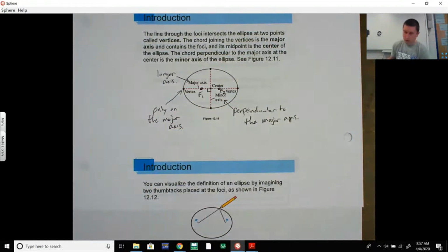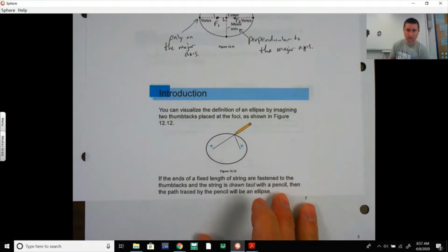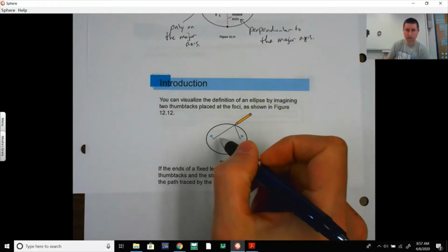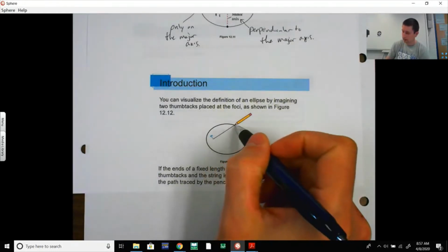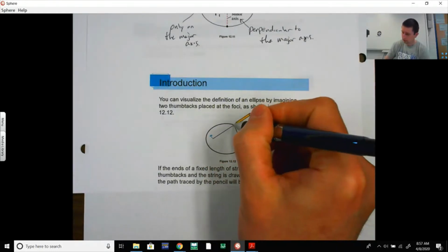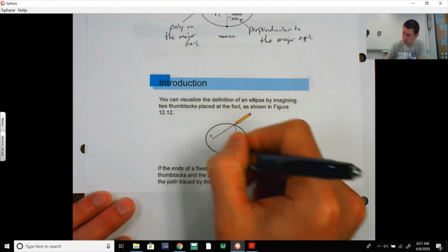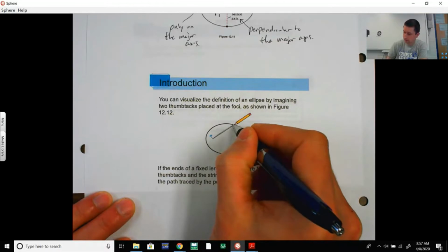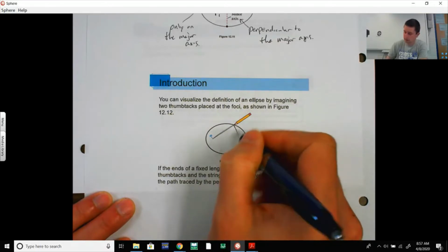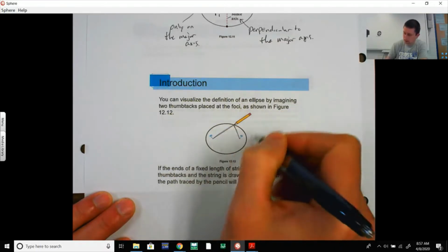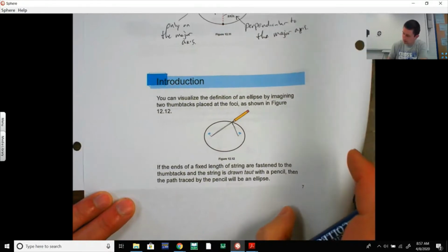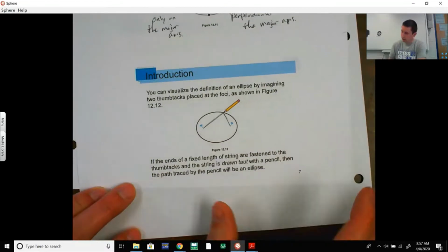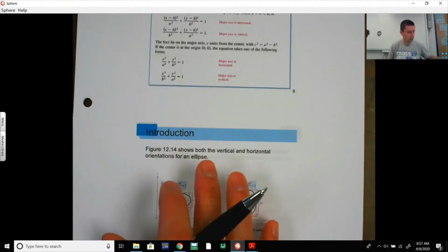Okay, so your visualization is if you would take two tacks and cut a piece of string between them, and then you make it straight, tight with your pencil, and you draw around as much as you can. That would be an ellipse, because that length of the string has to be fixed. It's not going to get longer or shorter. Okay, so if you do that, you draw it around, you're going to have an ellipse. I like how they say drawn taut with a pencil. Okay, I'm getting fancy with that. So here's your standard equation.